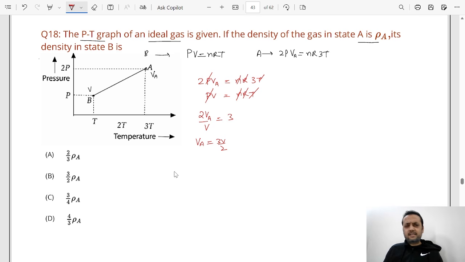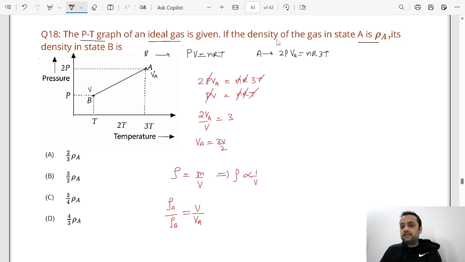Now we can say that density is inversely proportional to volume, because density we can say is mass upon volume. Mass will stay constant, mass will not change from state A to state B. So we can say that density of A upon density of B will be volume of B upon volume of A, because density is inversely proportional to volume, and the mass of the gas will stay constant.